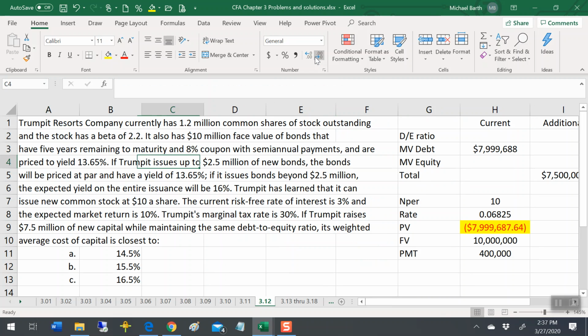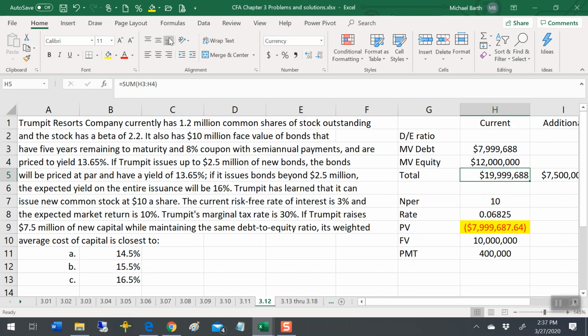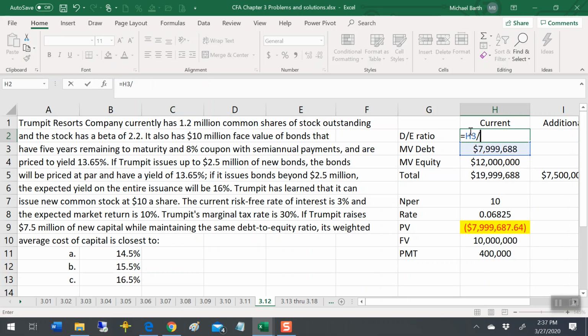So I need to know the market value of the equity. Well, I got a hint in here. They said they can issue new common shares at $10 a share. That's the current market value per share. So that $10 a share, and they have 1.2 million common shares. So that's their market value of the equity. They currently have right at $20 million of capital. And the debt to equity ratio, the debt as a proportion of equity, is about 0.6667, okay?